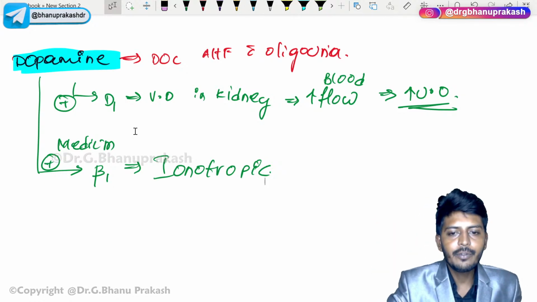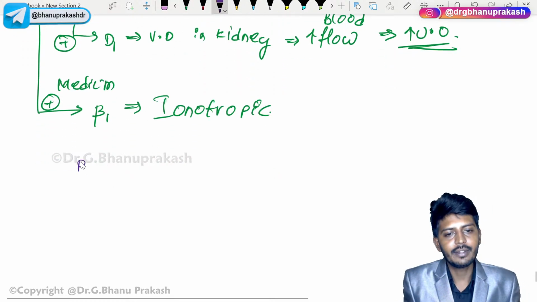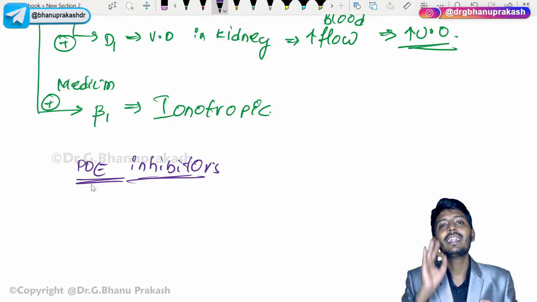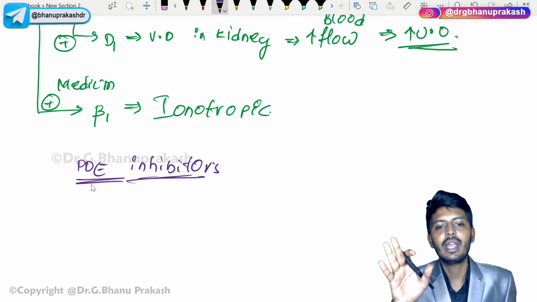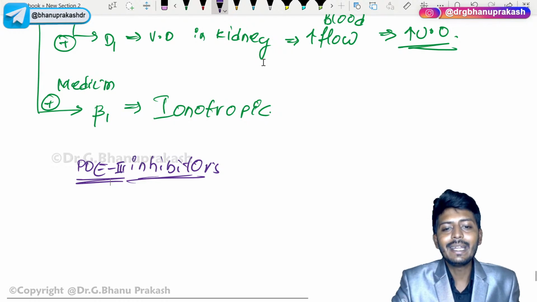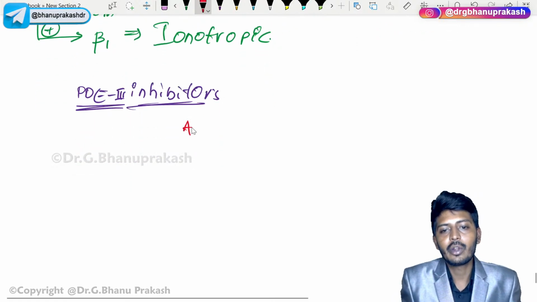Apart from that, we have other drugs called PDE inhibitors. As soon as I say PDE inhibitor and heart failure, so many people will ask, is that sildenafil, tadalafil? Those are your PDE5 inhibitors. Here in the heart we actually have PDE3 inhibitors, such as amrinone.